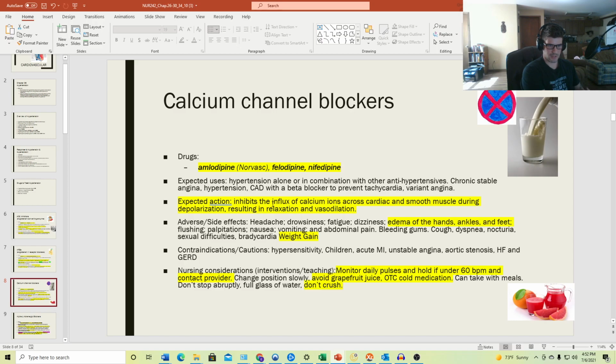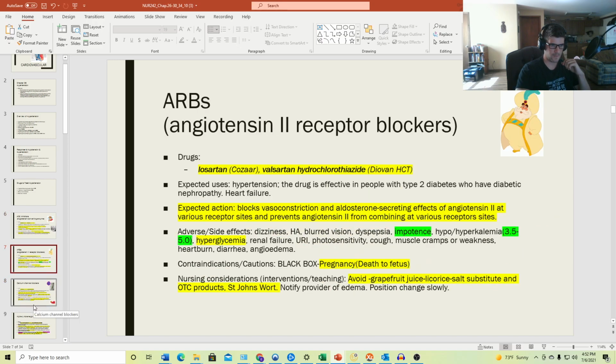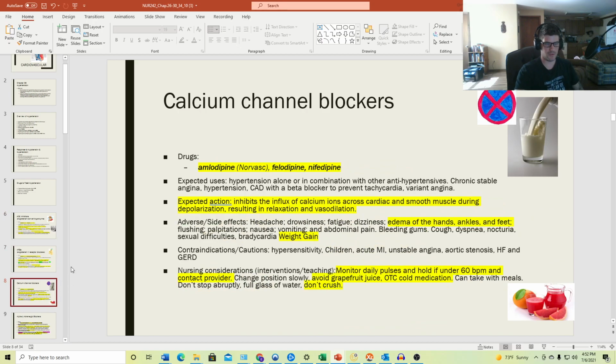Nursing considerations, interventions, and teachings. Monitor daily pulses and hold if under 60 beats per minute and contact provider. Change position slowly. Avoid grapefruit juice. Again, over-the-counter cold medications. Can take with meals. Don't stop abruptly and take a full glass of water. Do not crush.